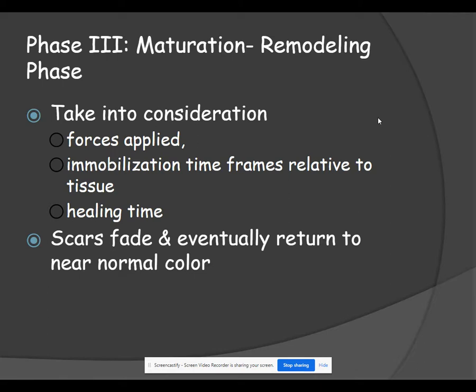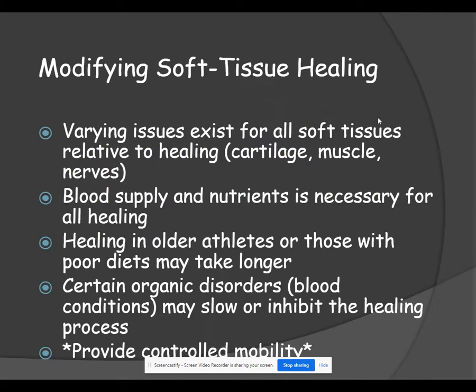So remember immobilization time frame and healing time frame. So depending on the tissue, depending on the structure, depending on the needs, you have to remember what happened and how it happened and how you can best adapt to it. So if you're immobilized, you're going to have a lot of muscle death, not necessarily at the injury spot, but around it because you haven't used it. Scars eventually fade and then they return to normal color.